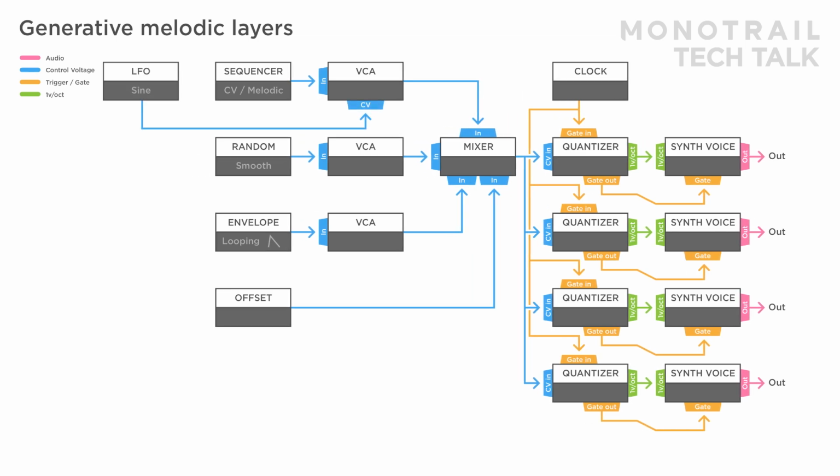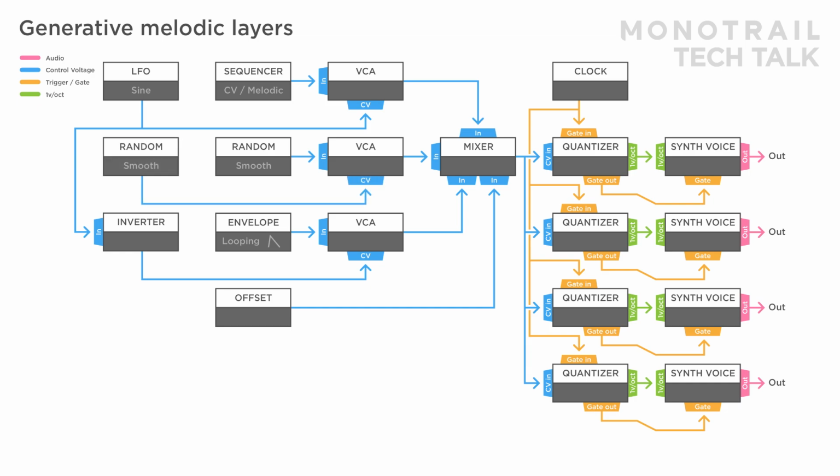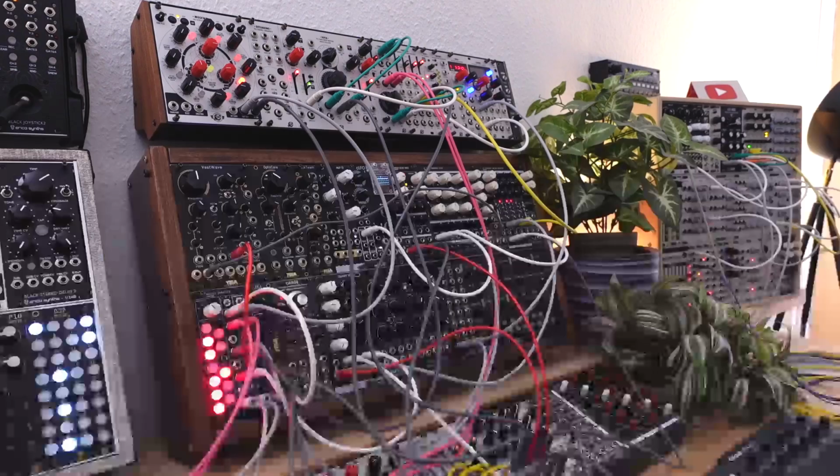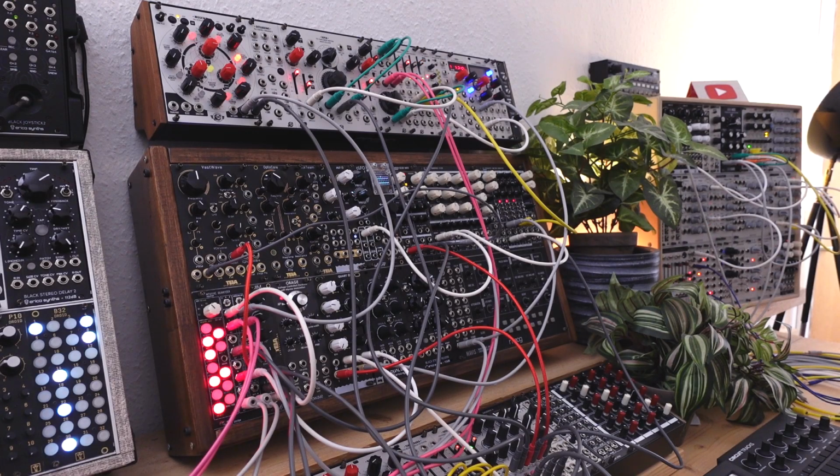Here, a slow sine LFO is used to fade the sequence in and out, and an inverted version of that LFO is fading the looping envelope in and out. A slow random voltage is used to control the amount of random signal in the mix. All voices are following the same sequence again though.